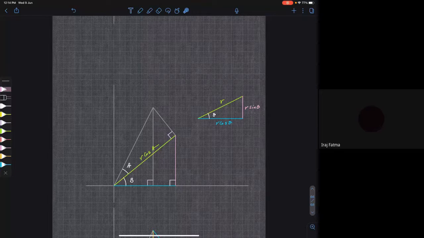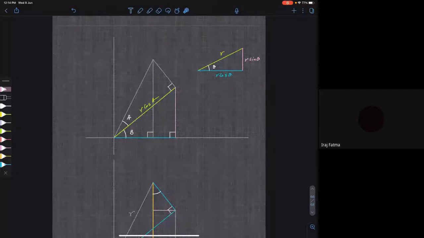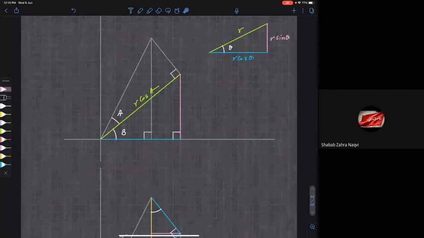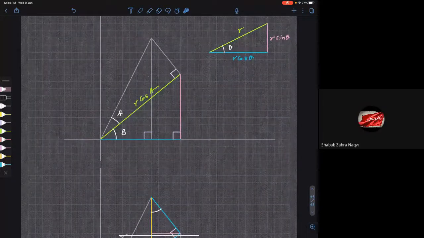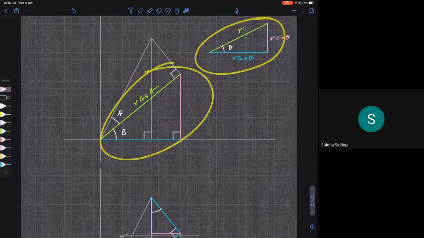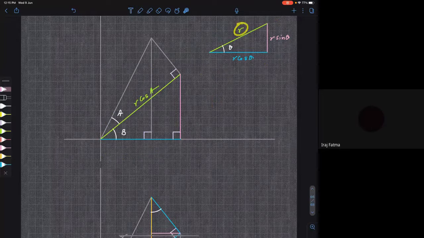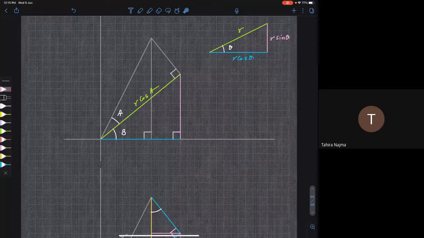Other students, let me give them time to understand. Okay, so now tell me, the pink line would be R. Instead of R, what do you have here? Compare this diagram with this diagram. Instead of R, it is R cos A. So in place of R, what comes here? R cos A. Do you agree? Yes, sir.